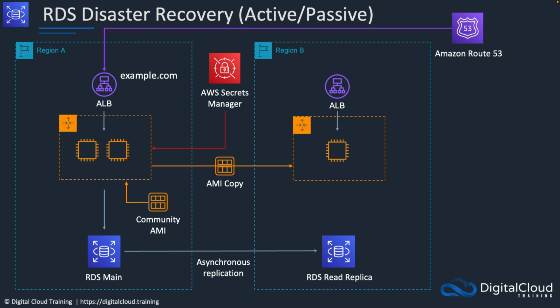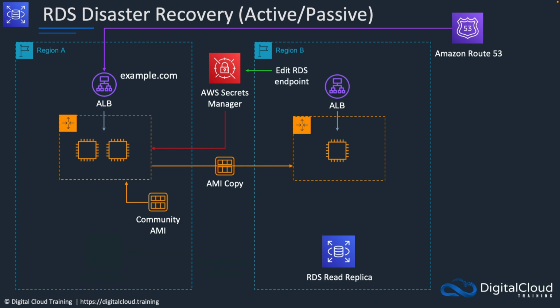And it's active passive, so at the moment the active region is region A. And what's going to happen is we're going to simulate a failover. So our database is going to fail, and what's going to happen is we're going to edit our RDS endpoint in Secrets Manager. That means that our instances over here will now know that they need to connect to this read replica. And of course, we need to also make sure that Route 53 fails over.